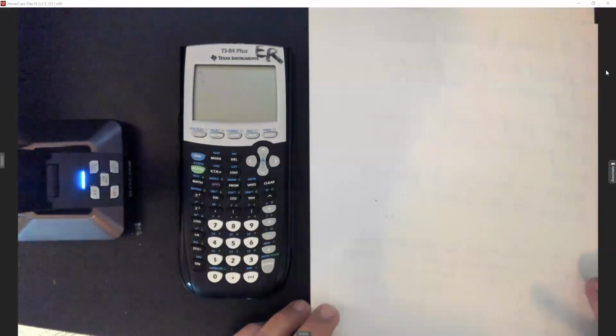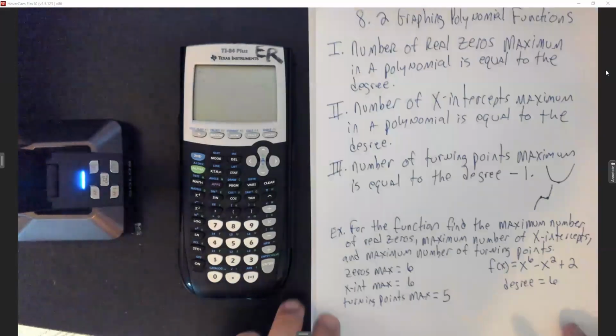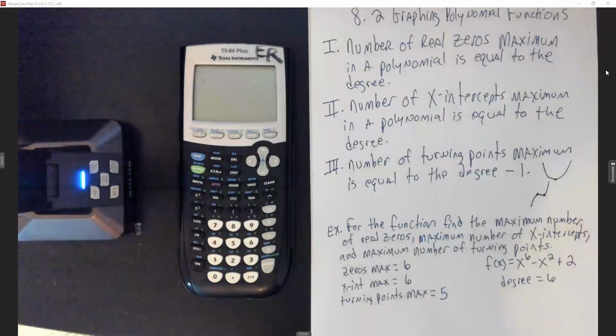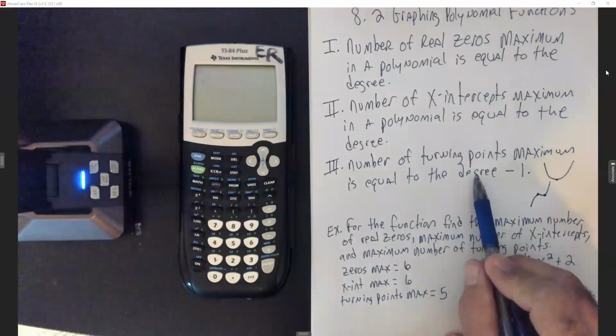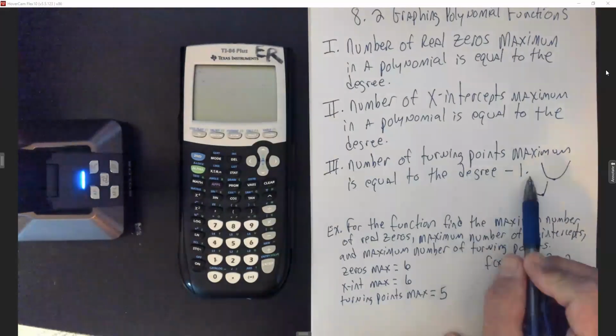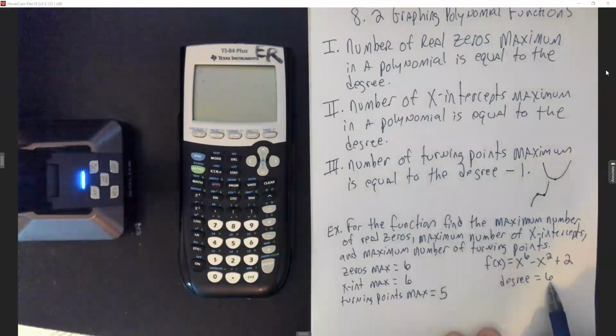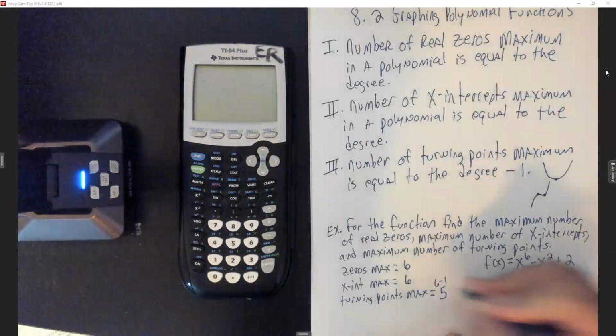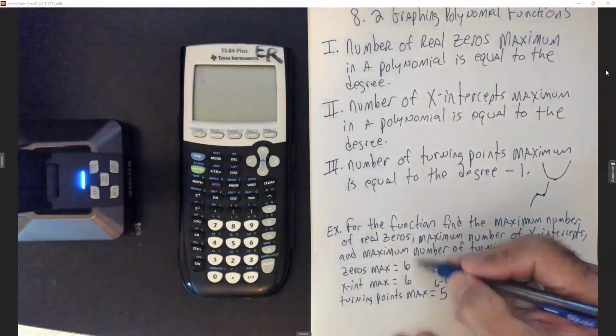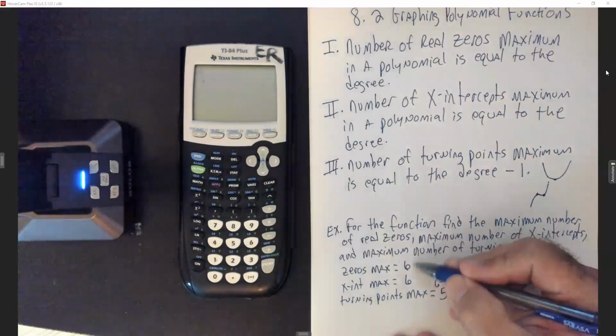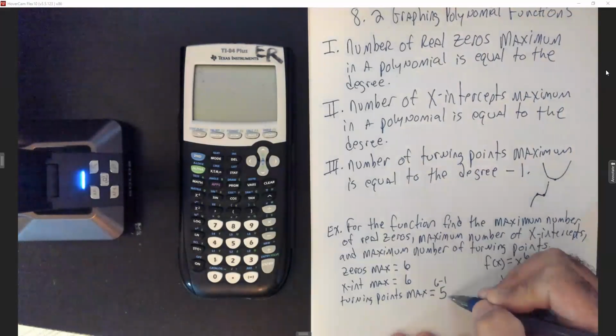Wait, I have a question. I got you. For the turning point max, how did you get a 5? Because remember, the turning points maximum equals the degree minus 1. Oh, okay. The degree was 6. I basically just came in here and said 6 minus 1 and got my 5. Oh, okay, thank you. So these two will always be the same, and this is just going to be one less than it on those turning points.